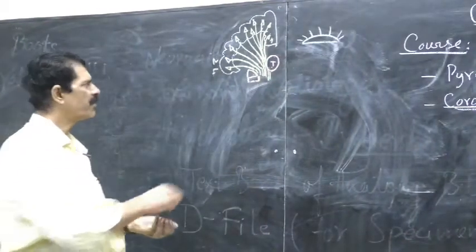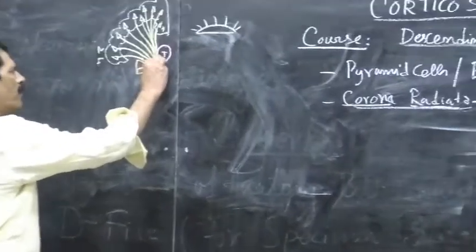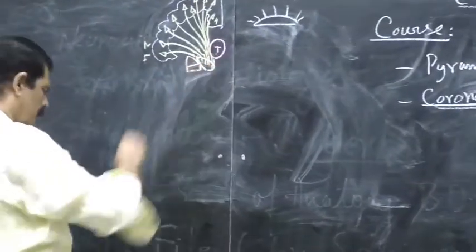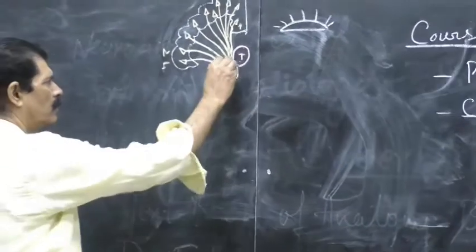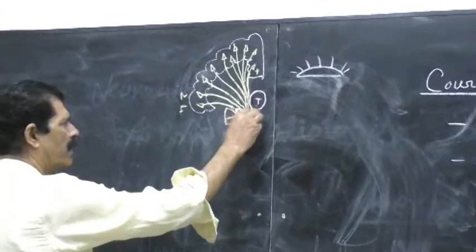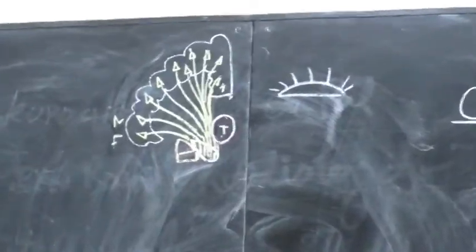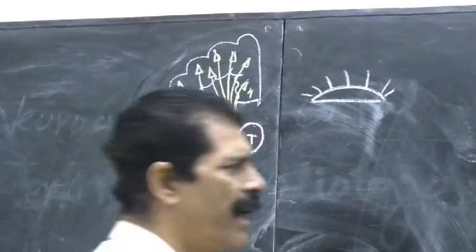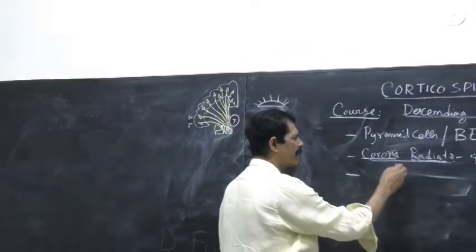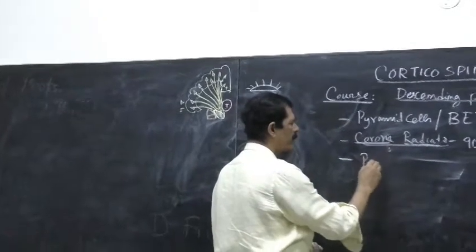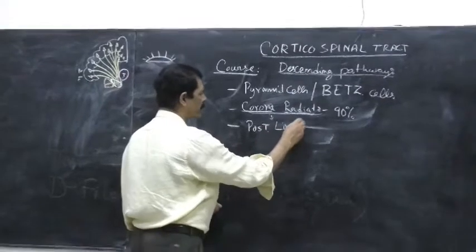And all these fibers are now again compact together and assume the shape of a capsule. That's why they are called the internal capsule. So now, between the thalamus medially and the lentiform nucleus laterally, their name changes from corona radiata to the posterior limb of the internal capsule.